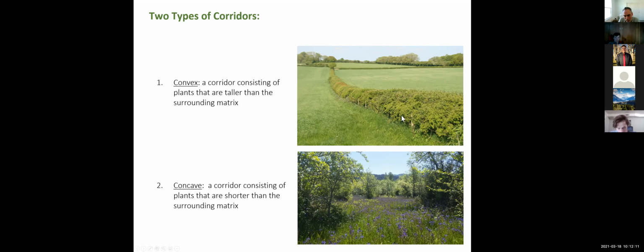So the top portion is kind of what we typically think of as the more common type of corridor, being convex, but the concave also exists in many places, right? So the concave, if you think about a roadway, for example, that's going to be an example of a concave matrix, typically, where it's the lower vegetation between the two adjacent areas, and then trees or hedges or other taller plants are going to create a convex corridor.